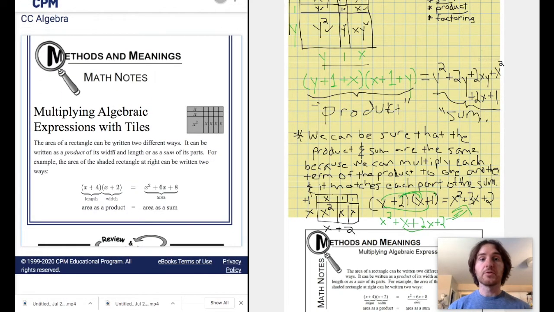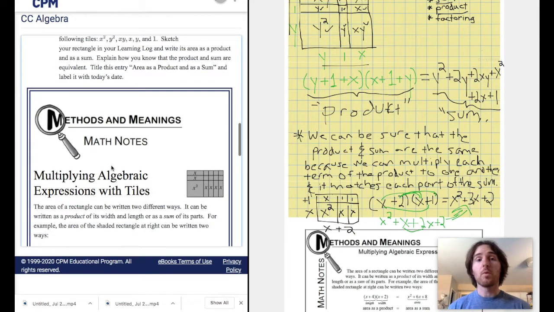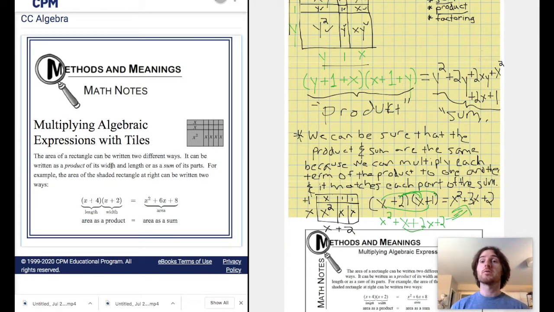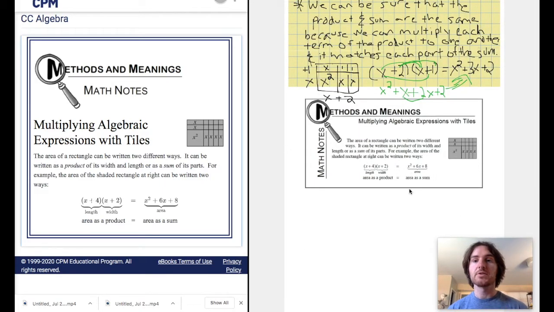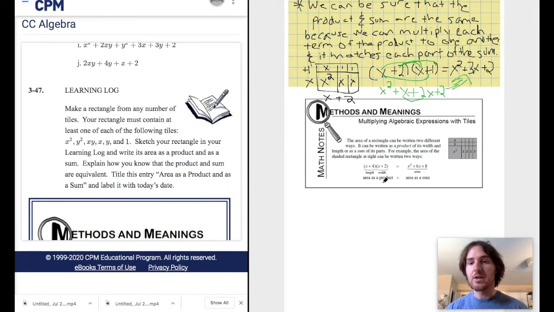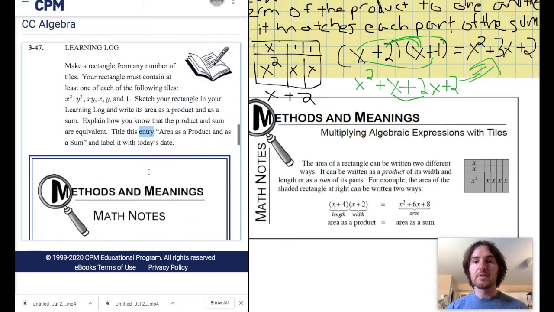You see little math notes right here. So definitely make sure that you're doing the learning logs, but even more importantly, you're reading the math notes just to check to make sure that the lesson made sense to you. So I've included that down here below. It's math notes you're listening to here too. So make sure you read it because it is very important. It's just going to tell you exactly what I told you earlier during this video.